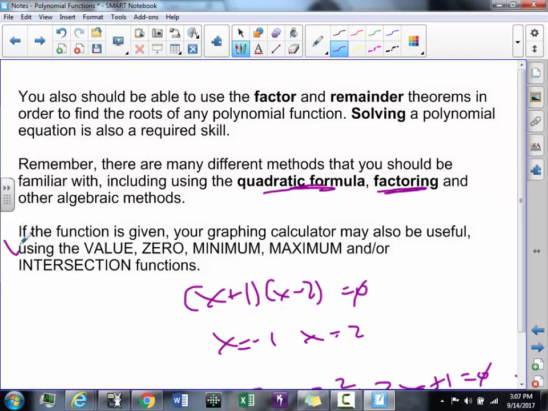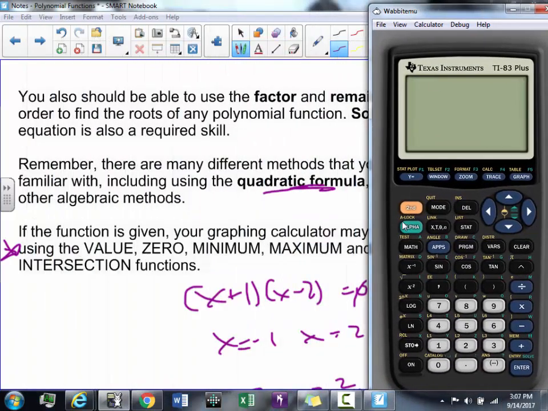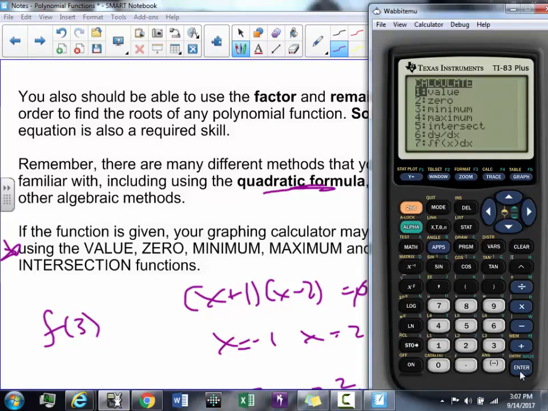This last one right here is reminding you of some calculator skills you should know, though. You all have a calculator, right? Okay. So if you go to your calculator, do you recall these buttons here? It's under second trace. Do you remember how to use value, zero, minimum, maximum, and intersect? Okay, let's talk through those. When I give you f of 3, f of 3 is asking what happens when x is 3. That's essentially what your calculator is doing. If I find the value when x is 3, it'll find it for me on the graph, because all your calculator is doing is plugging 3 in for all your x's.